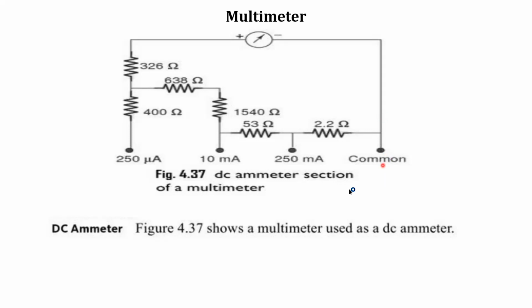From these different ranges, I can measure the DC current. I am going to measure the DC current in terms of milliamps. First, I am going to measure only microamperes of current. That is, I can treat that meter as the DC microammeter, whereas here it is a DC milliammeter.